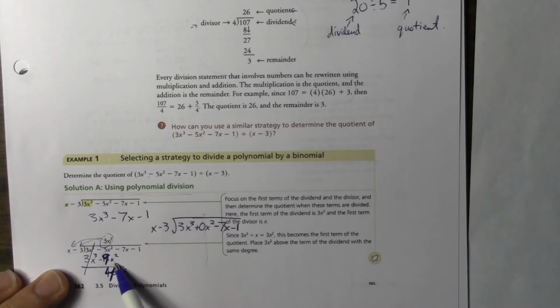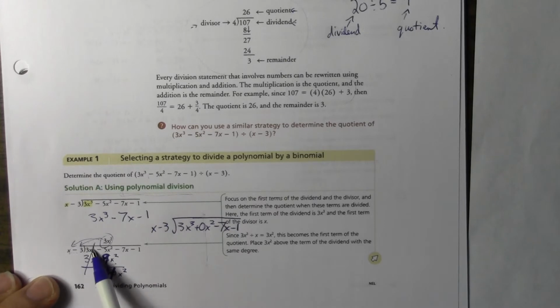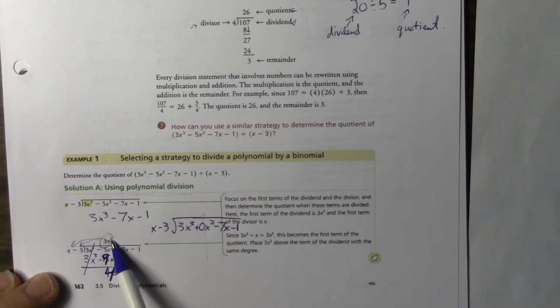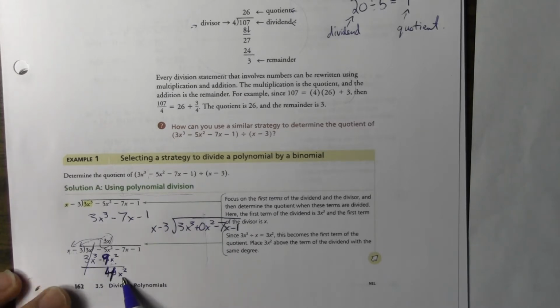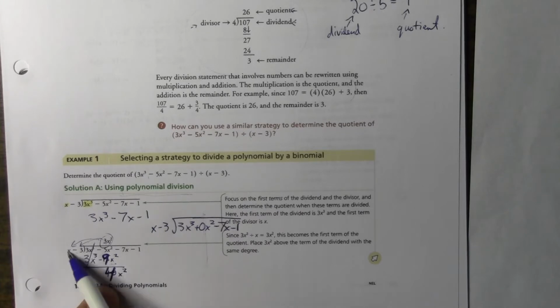So how did you get 3x squared again? Did you just multiply? I took the first term, 3x cubed, and divided it by x. Just x. Yeah, because remember, the goal here is to cancel out. So the first term is the one I'm trying to cancel out, and then the second term is what I'm left with. It's the product of this times the second term. Any questions there? All right, so now I have 4x squared. What am I going to do next? I'm going to divide that by x.